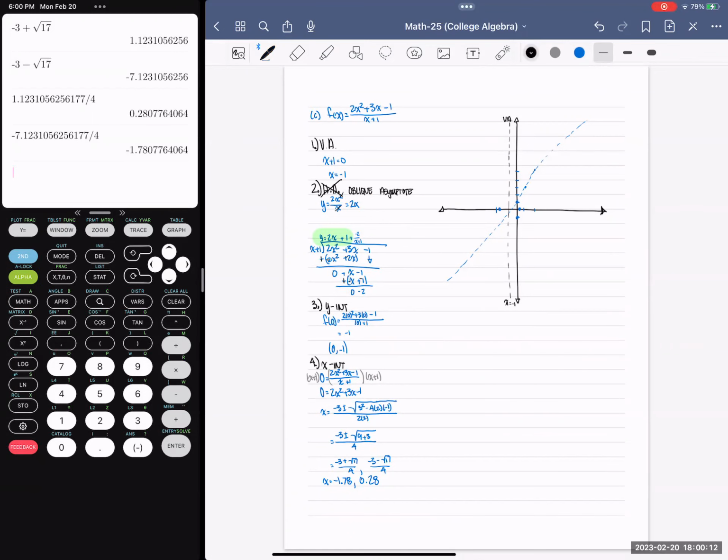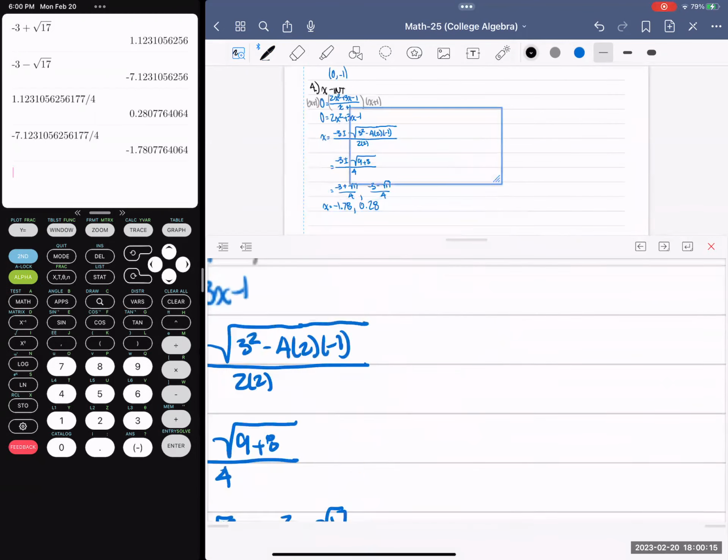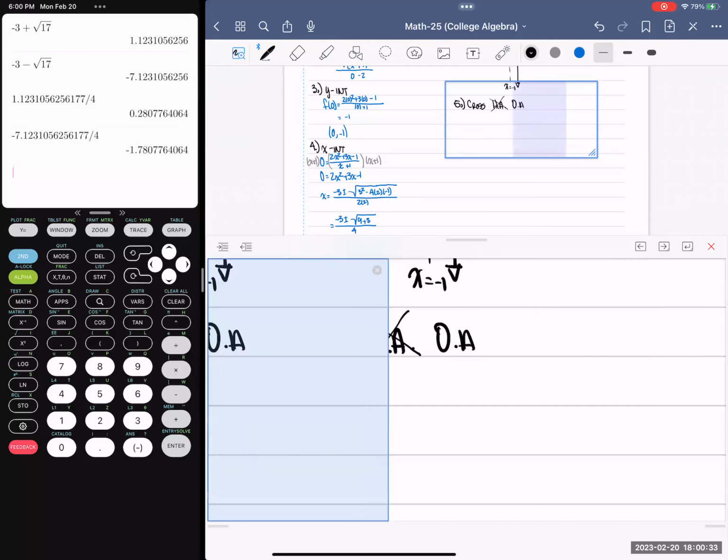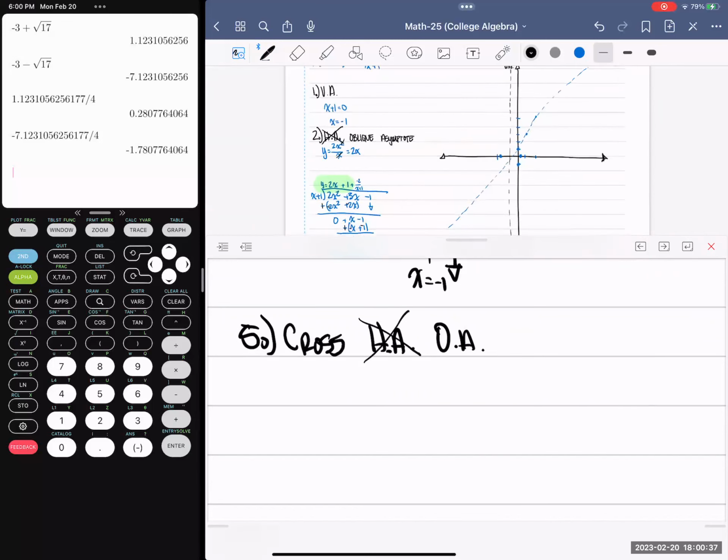Let's go on to step number 5. I feel like we're almost done here. So step number 5 is, does it cross our horizontal asymptote? So it's not going to be our horizontal asymptote. This time it's going to be our oblique asymptote. So we're going to set our function equal to our oblique asymptote.